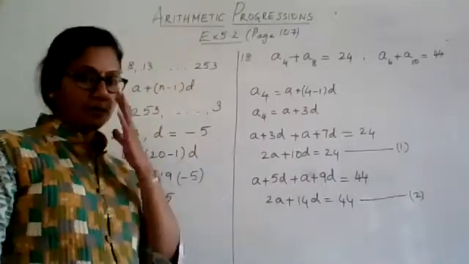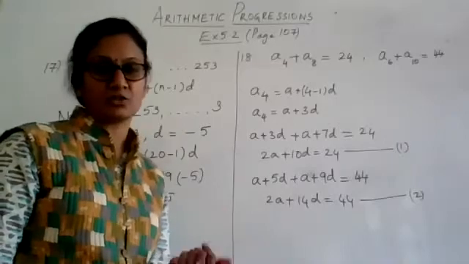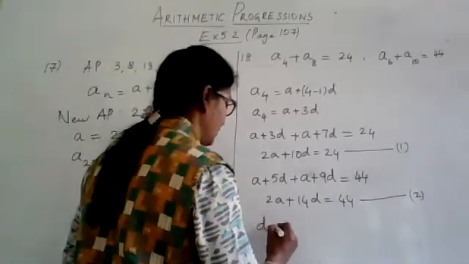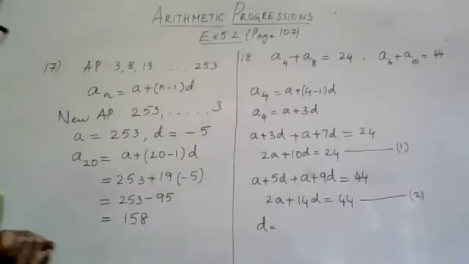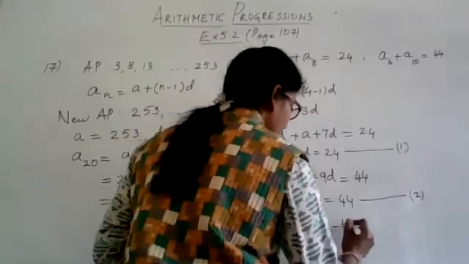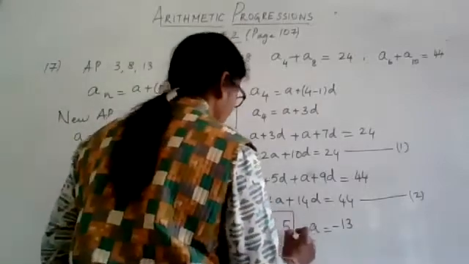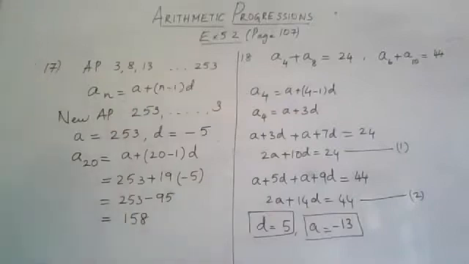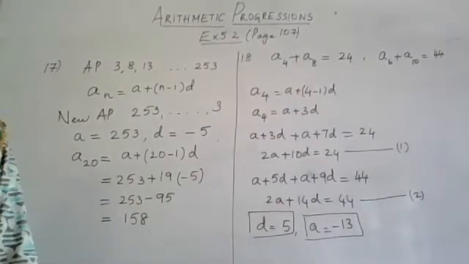So the solving part I am leaving to you. Please solve it. Don't expect me to solve the equations also now. From the 2 equations you will get D equals 5 and A equals negative 13. This you must be able to get. I am not solving it here for you. So you see, you are getting D equal to 5 and A equal to negative 13.